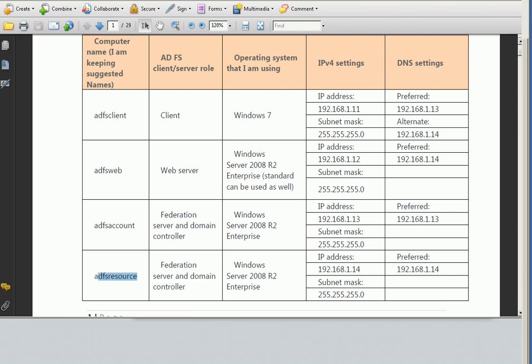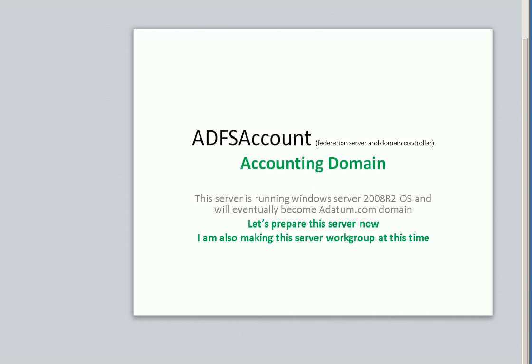Now the third one will come. After this one, I'm going to show the ADFS accounting server. This server is running the Windows Server 2008 R2 operating system. It will become adatum.com, so I will promote this. Currently, I will prepare this. I am also making this server a workgroup. At this time, same procedure, same way, I am going to jump into my Hyper-V and add this server from the ISO which I have for Windows 2008 R2, and I will come back when this server is ready, and we're going to go into this server and test the configurations as mentioned.